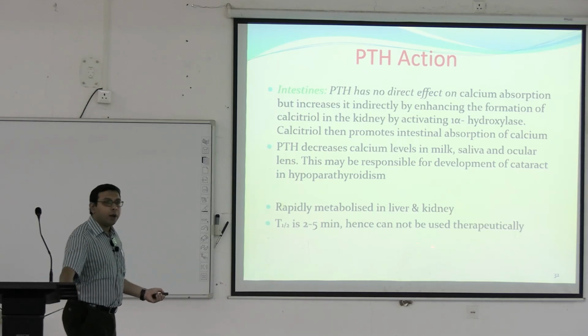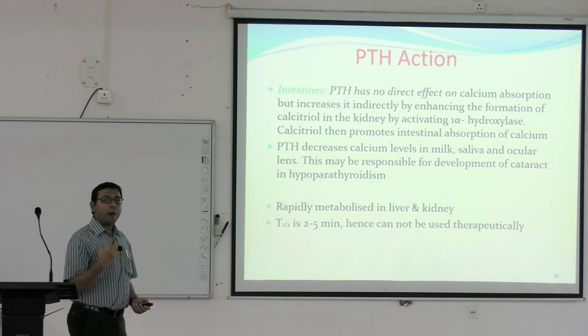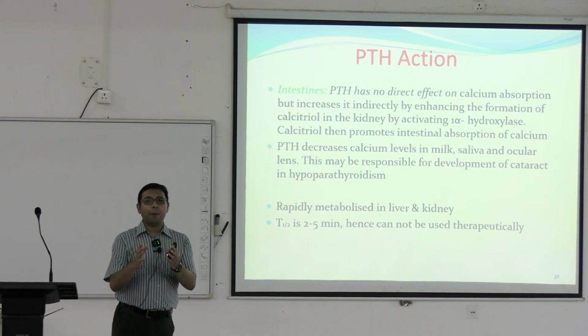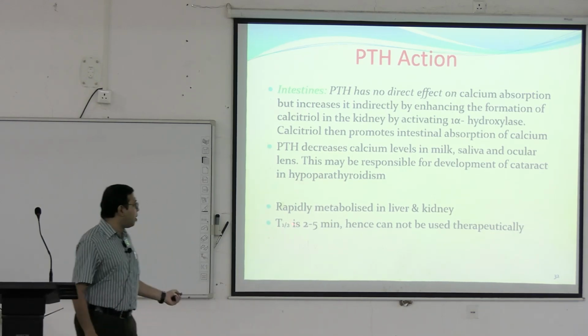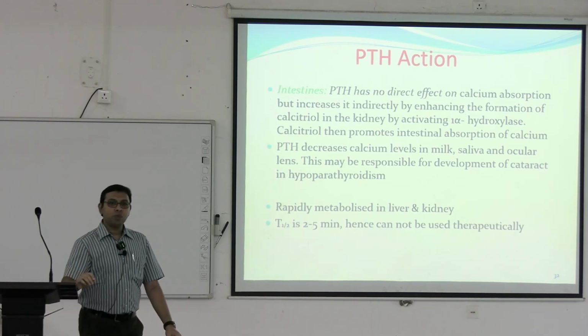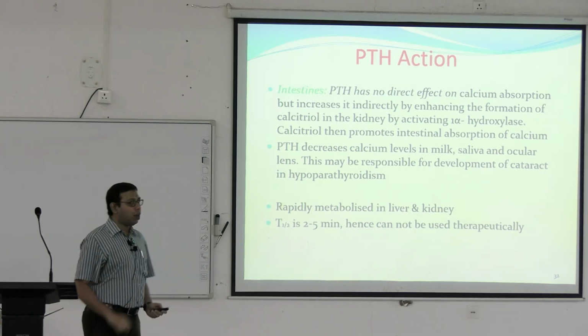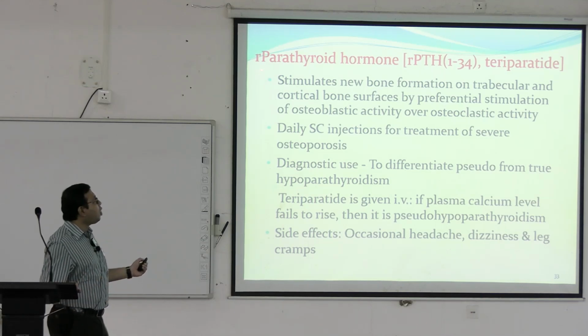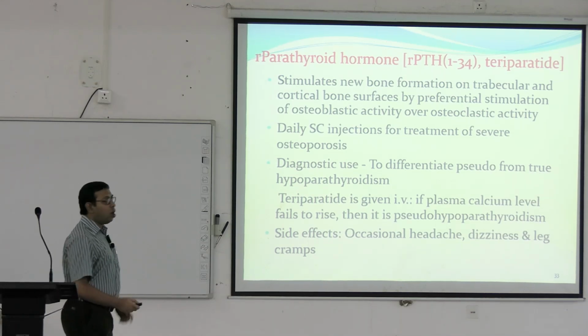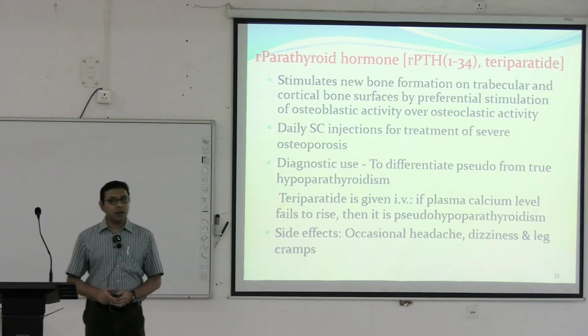It is rapidly metabolized in liver and kidney. Its half-life is 2 to 5 minutes. So normal parathyroid hormone in our body has a very short half-life, 2 to 5 minutes. That's why it cannot be used therapeutically. So we have to change this by means of some additions and alterations of the peptide molecule. That leads to recombinant parathyroid hormone, also known as teriparatide.